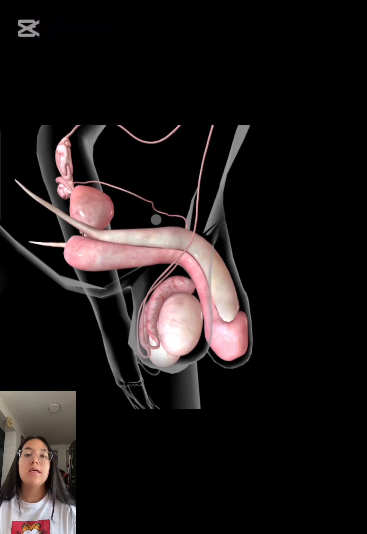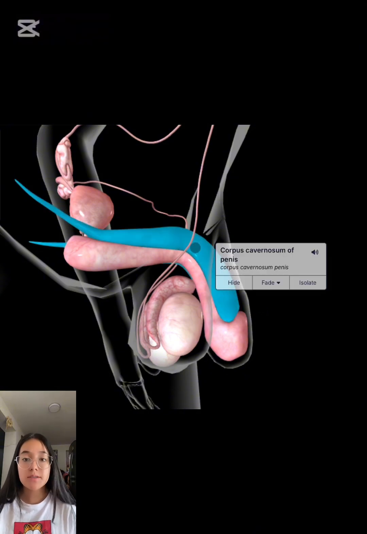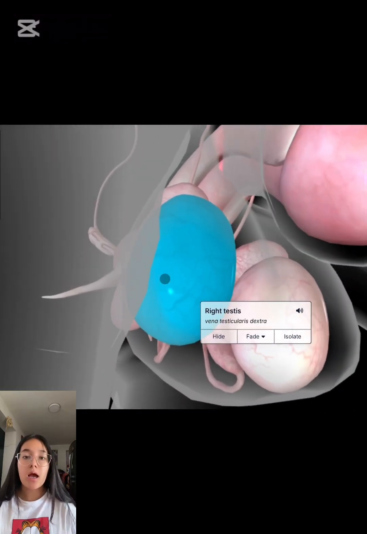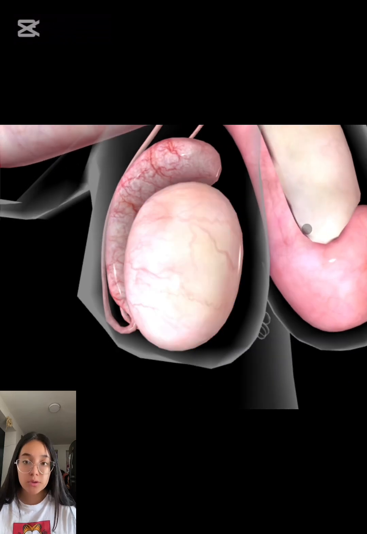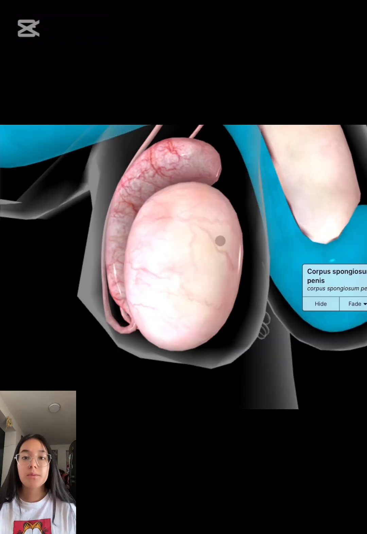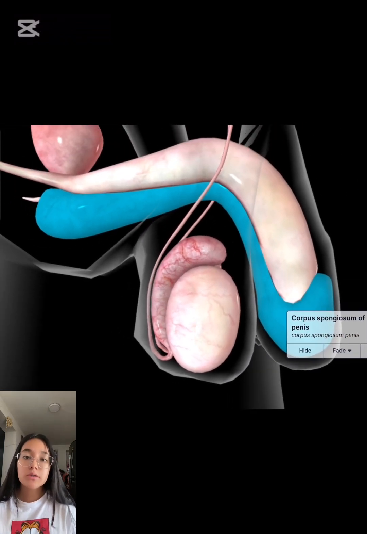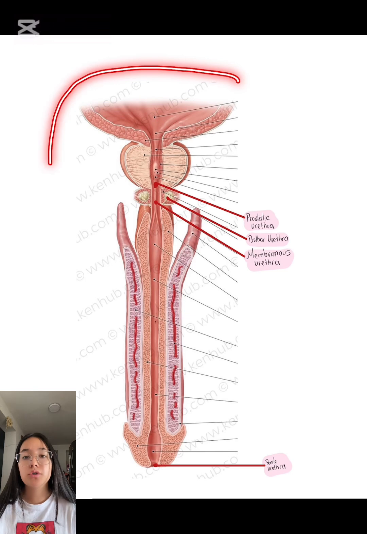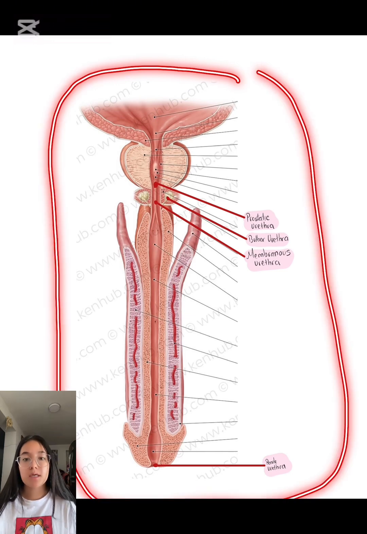The penis is the male external genital organ. It is made up of three cylindrical bodies of erectile tissue: two corpora cavernosa on the dorsal side, and one corpus spongiosum on the ventral side, which surrounds the urethra and ends in the glans penis. The penis allows for both urination and ejaculation.